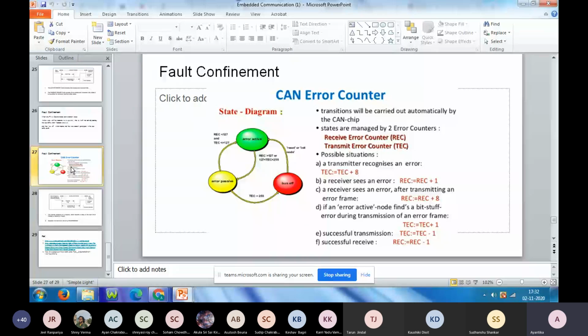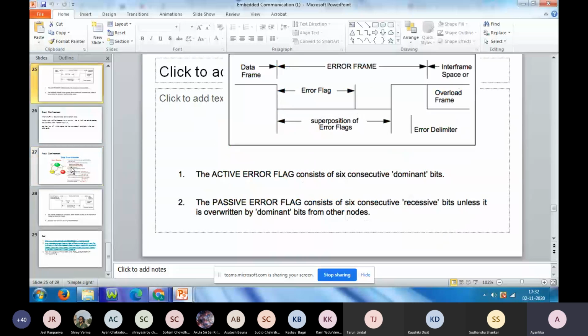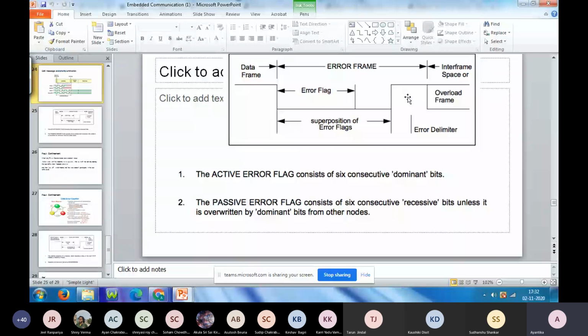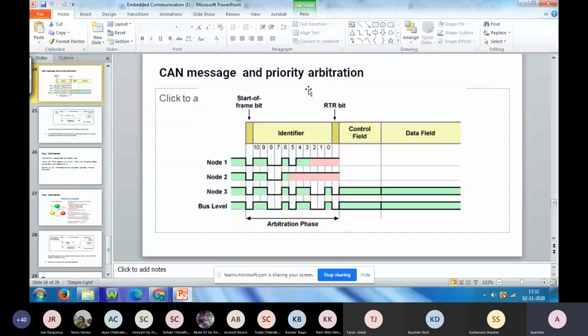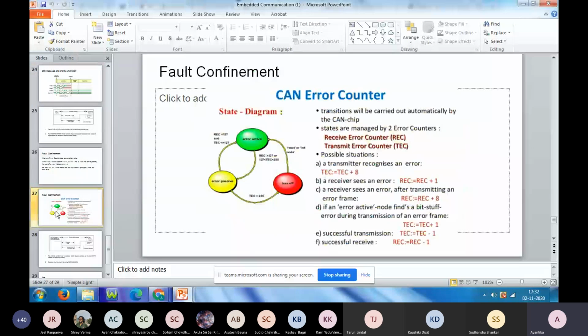Here I have just given the idea of everything. I will modify the slides and add one or two slides to show the typical values of each and every field. So whatever slide I upload, you will get the idea of the total value of these data frames and the total values of the arbitration. I think the identifier field is 11 bit. Other than that, for the control field, what is the total number of bits specified for that. So everything will be there. But here just understand how it is working and what the philosophy is.